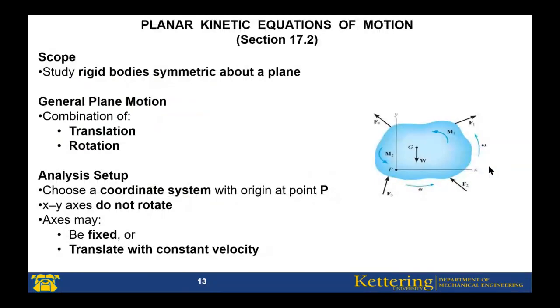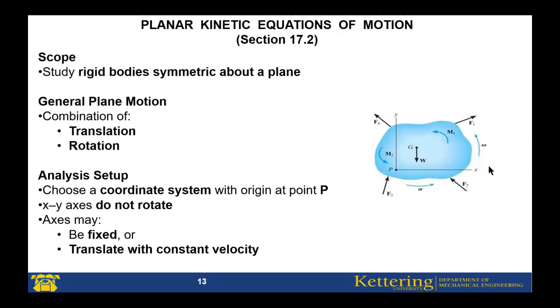This is from Chapter 17, Section 2 of Hibbeler's book. And also, if you want, you can refer to, I think, Chapter 5 of the Meriam book, with similar contents. What we are going to consider is a general rigid body. This general body has a general plane motion, a translation plus rotation. And we consider an XY coordinate system that does not rotate, and this is fixed. It translates with the body.